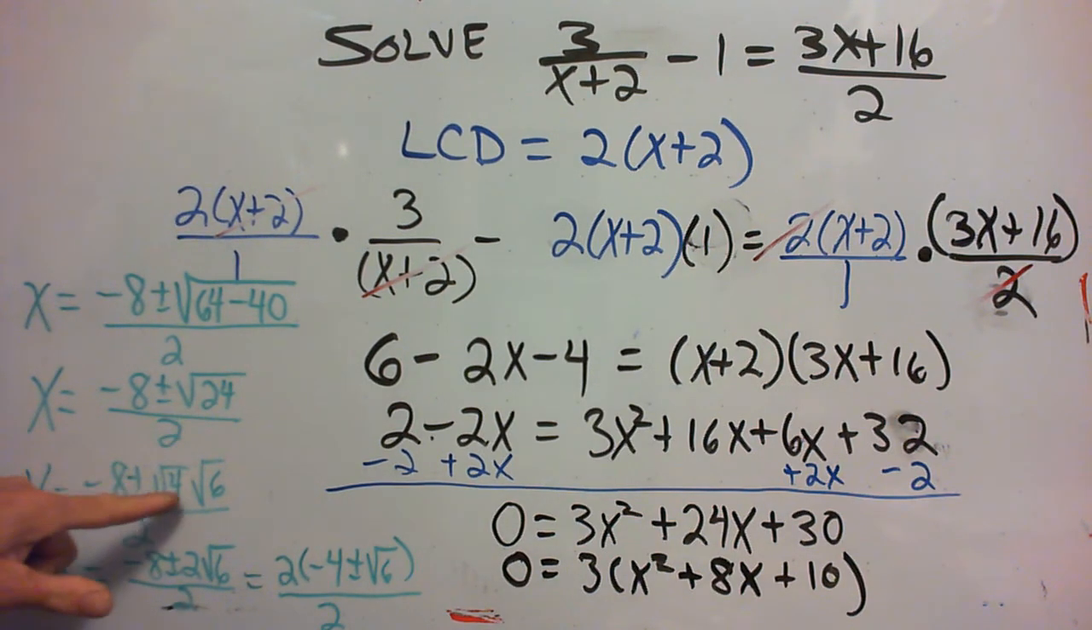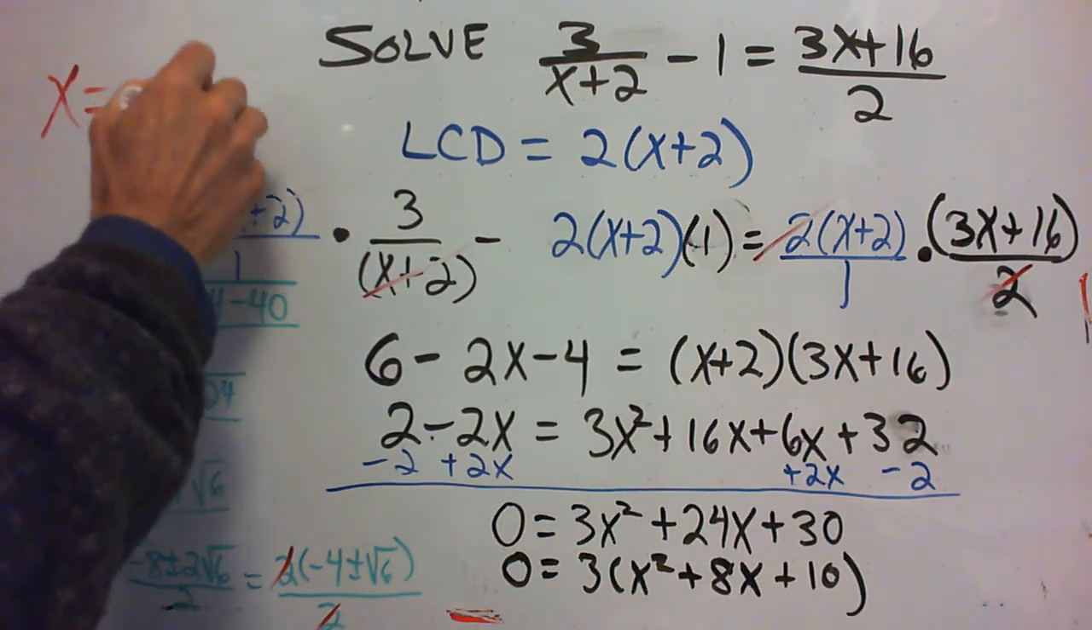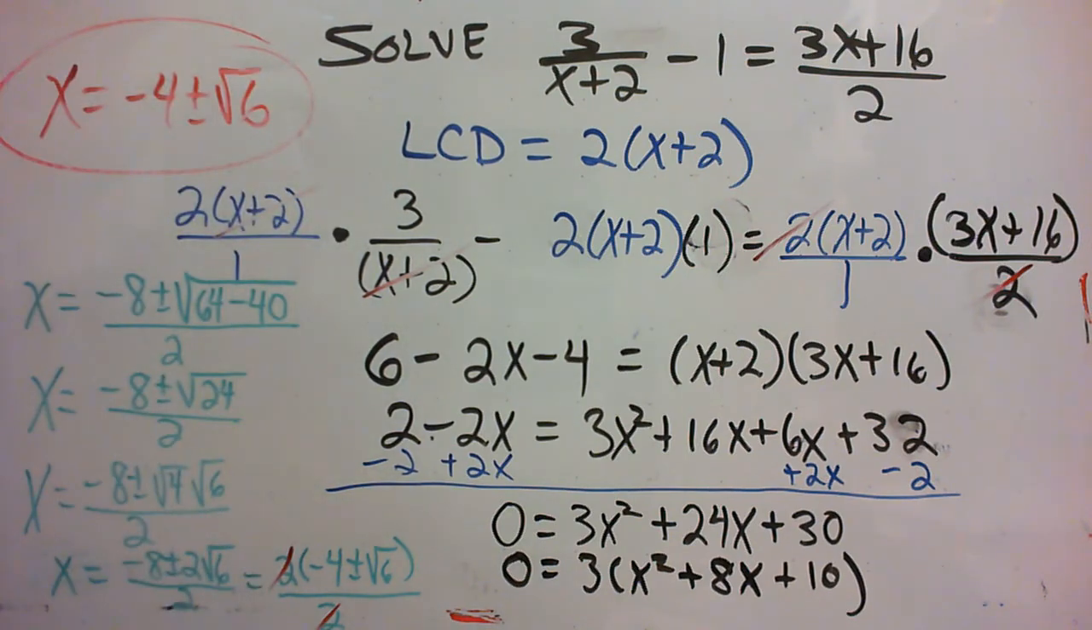So we simplify the square root of 24 as the square root of 4 times the square root of 6, which is 2 square roots of 6. We can factor a 2 out of the numerator and denominator. Those 2's then cancel. And then our final answer, simplified, is negative 4 plus or minus the square root of 6. That's what they have in WebAssign.